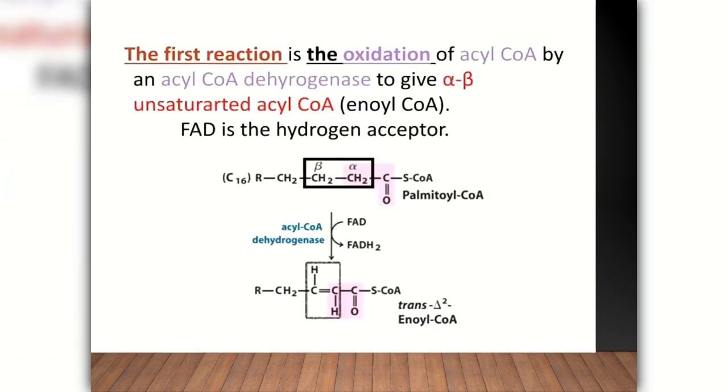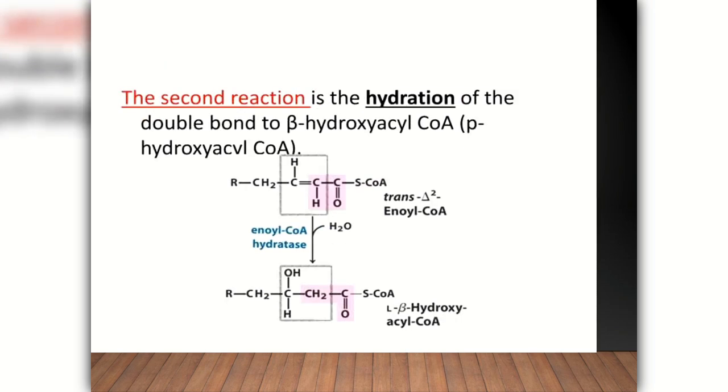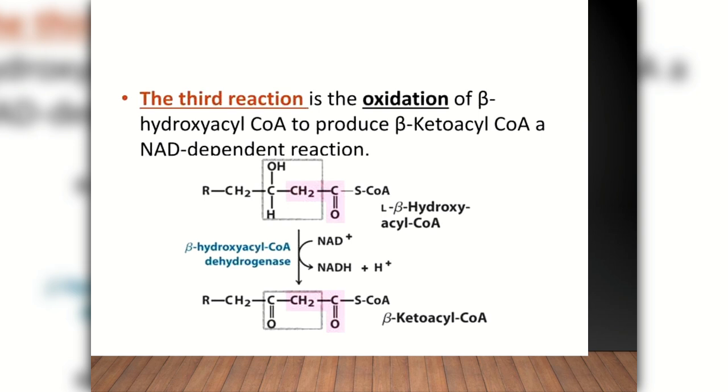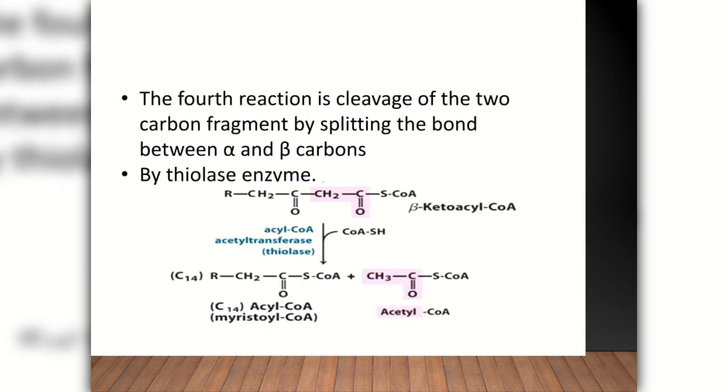The first reaction is the oxidation of acyl-CoA by an acyl-CoA dehydrogenase to give alpha, beta unsaturated acyl-CoA, also known as enoyl-CoA. FAD is the hydrogen acceptor. The second reaction is the hydration of the double bond to beta hydroxy acyl-CoA. The third reaction is the oxidation of beta hydroxy acyl-CoA to produce beta keto acyl-CoA. It's an NAD-dependent reaction. The fourth reaction is the cleavage of a two carbon fragment by splitting the bond between alpha and beta carbons by an enzyme called thiolase.